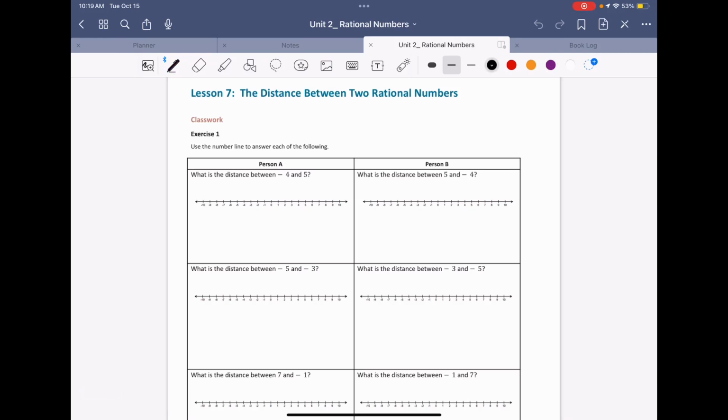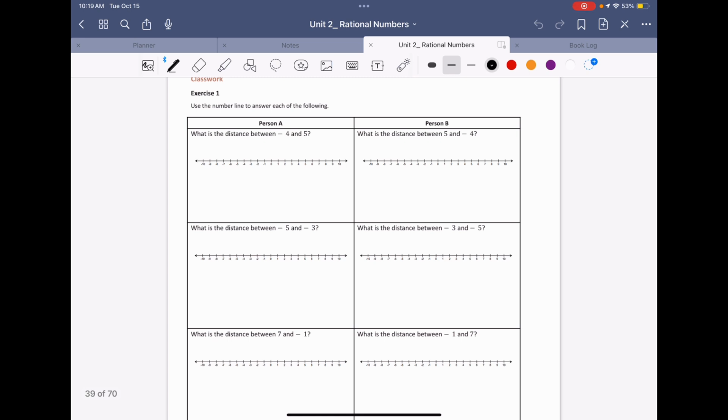Okay, we're on lesson 7, which is going to be on the distance between two rational numbers. So to get started, we do have an exercise. In class we were doing this with our shoulder partners, but right now I'm just going to have you be person A. So you're going to go through person A's column and fill in those answers. While you do that, just pause the video when you're all set, unpause the video, and check your work.